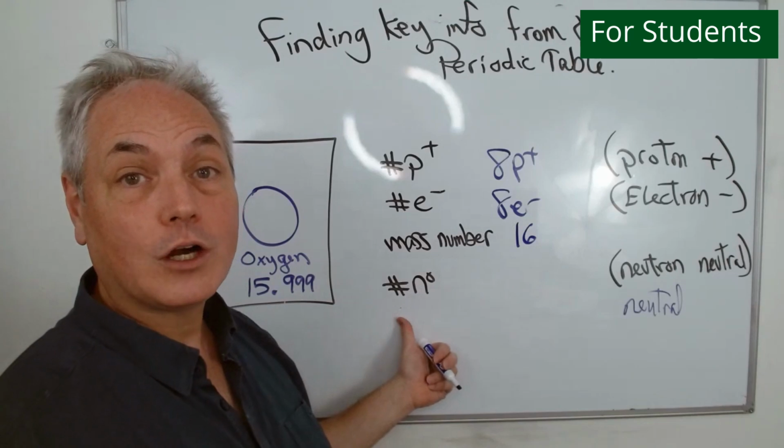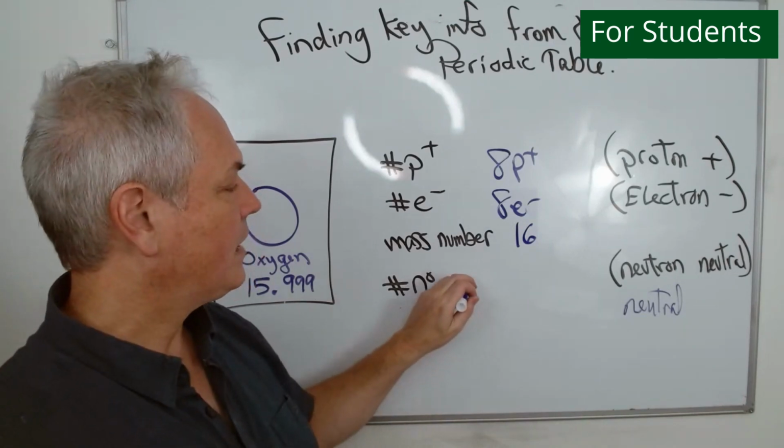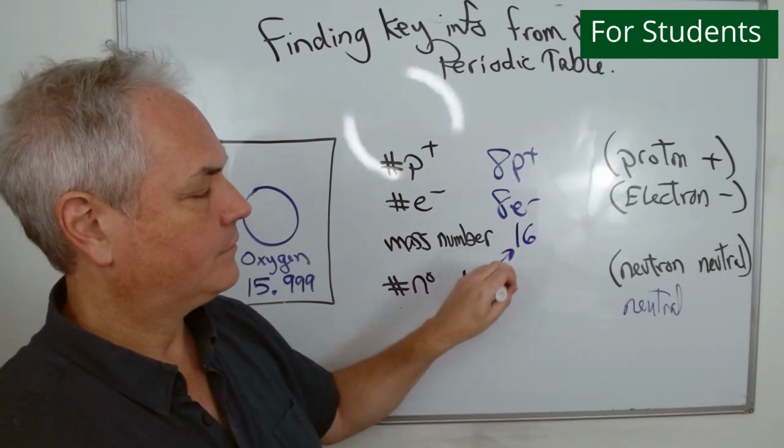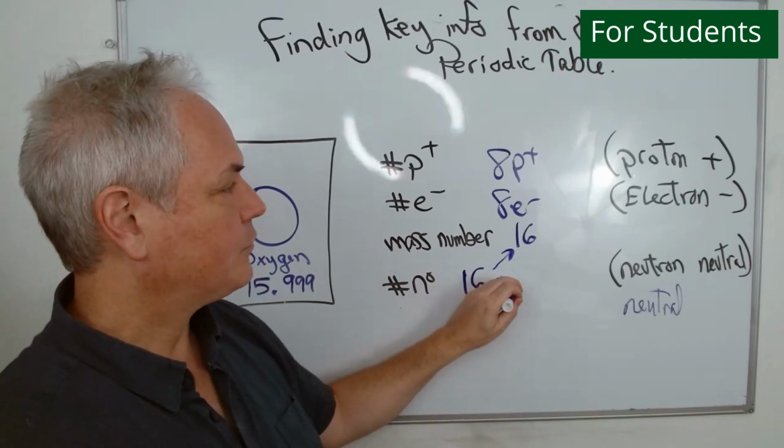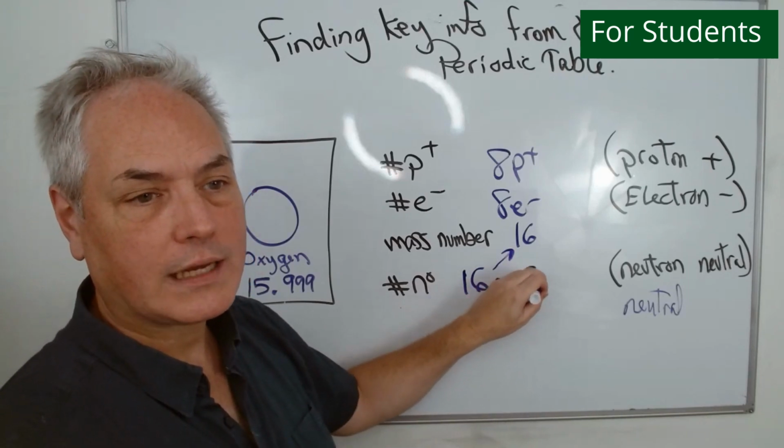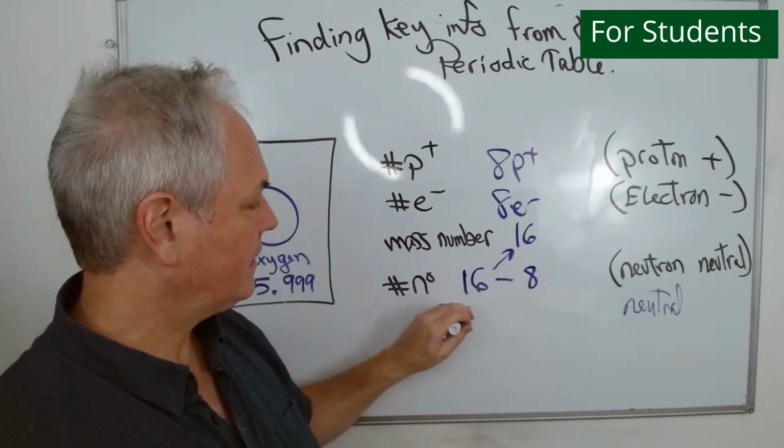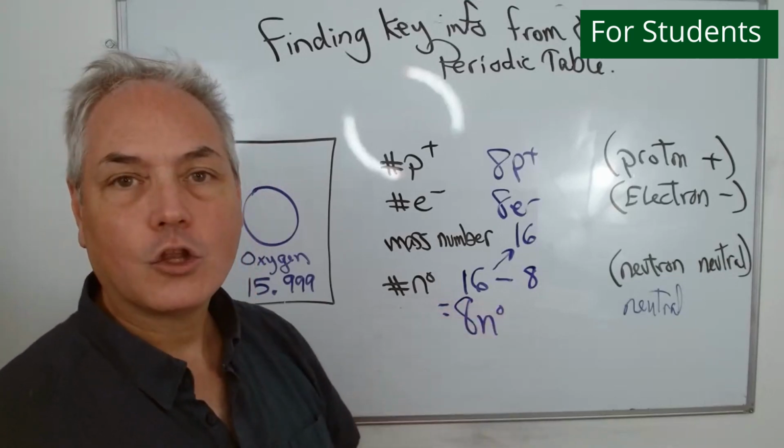How do I find the number of neutrons in the nucleus? I'm going to look at the mass number. I'm going to take away how many protons I have. So that means that here I have 8 neutrons.